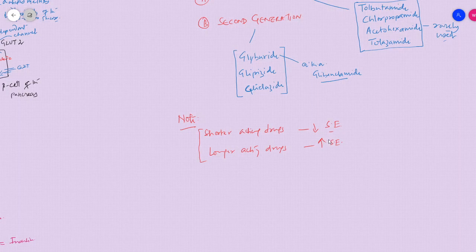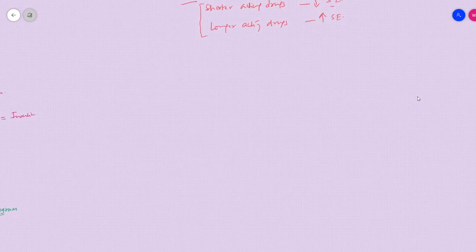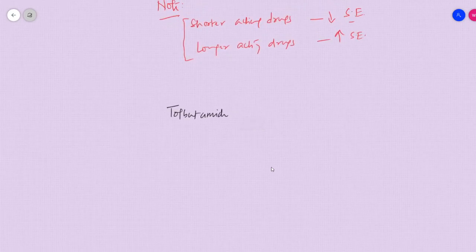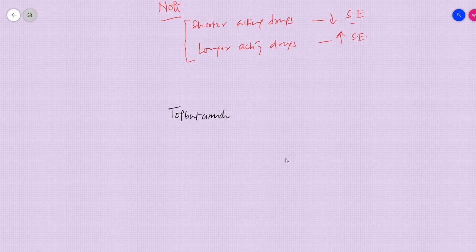So let's look at the different durations of action of the drugs. Let's write down tolbutamide. Let's label it properly and say this is the drug, and we're going to look at the duration of action.